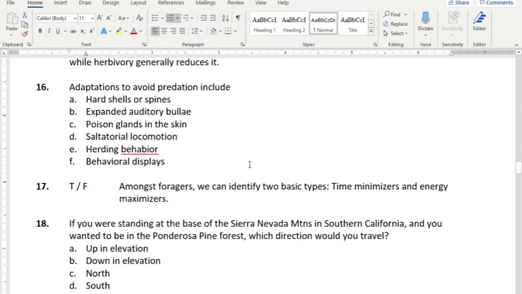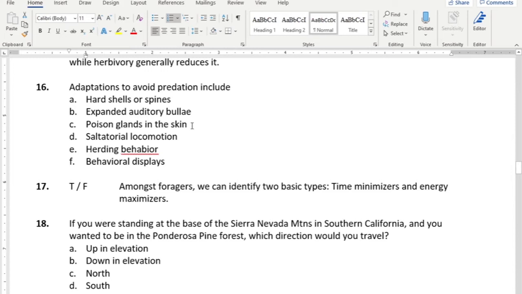16. Adaptations to avoid predation include hard shells or spines. Yeah, that would work. Turtles and porcupines don't get preyed upon a lot. Expanded auditory bullae. That's true because kangaroo rats have these gigantic auditory bullae. You recall that from the one slide. And they're able to hear snake farts at 1,000 yards. So that's a good anti-predator device.